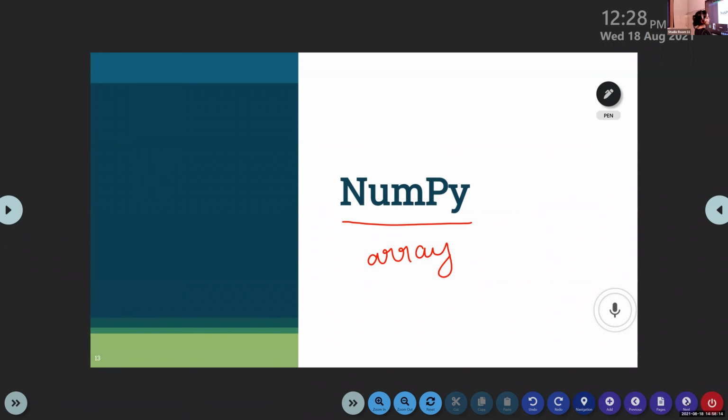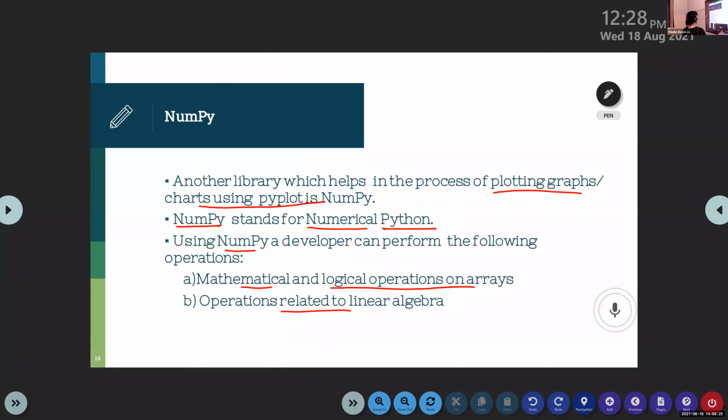NumPy. What is NumPy? It is a library used for working with arrays. We have learned that NumPy stands for numerical Python. And another library which helps in the process of plotting graph charts using pyplot is matplotlib. This is all about the theory related to this chapter, okay?